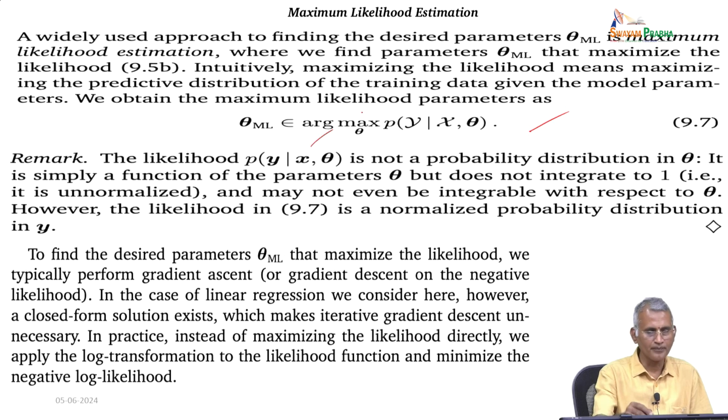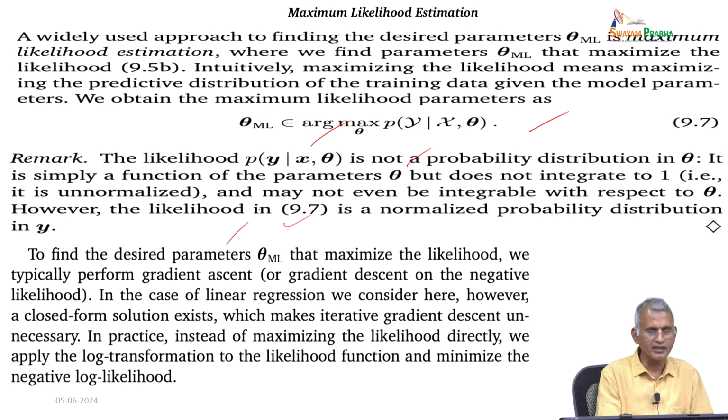So, we have a note. The likelihood p(y | X, θ) is not a probability distribution in θ. It is simply a function of the parameter θ, but does not integrate to 1 and may not even be integrable with respect to θ. However, the likelihood 9.7 is a normalized probability distribution in y.